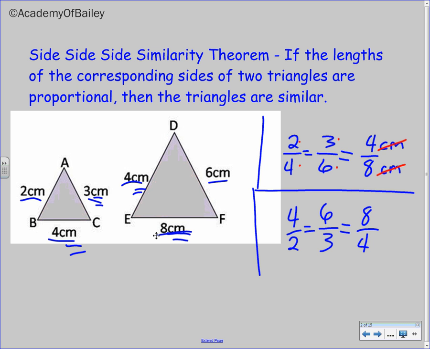So let's go ahead and do some reduction here. 2 over 4, 1/2. 3 over 6, 1/2. And 4 over 8, 1/2. And so we know that all those sides are proportional, so therefore the two triangles are similar. And if we wanted to write a similarity statement, triangle ABC is similar to triangle DEF. It didn't ask for a similarity statement, but I just went ahead and did that for you.